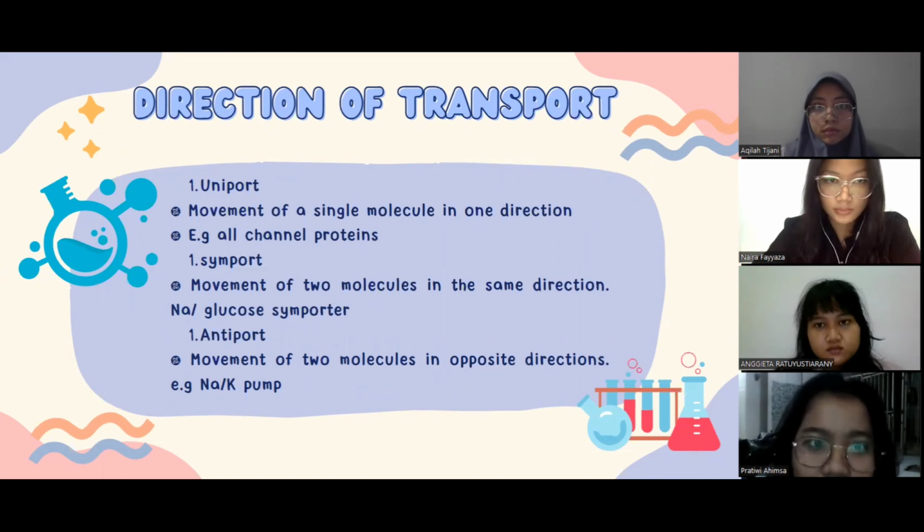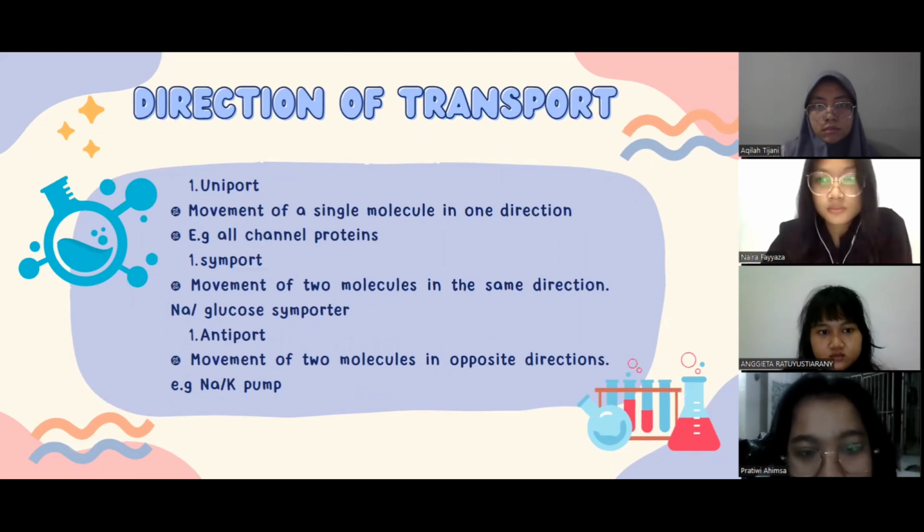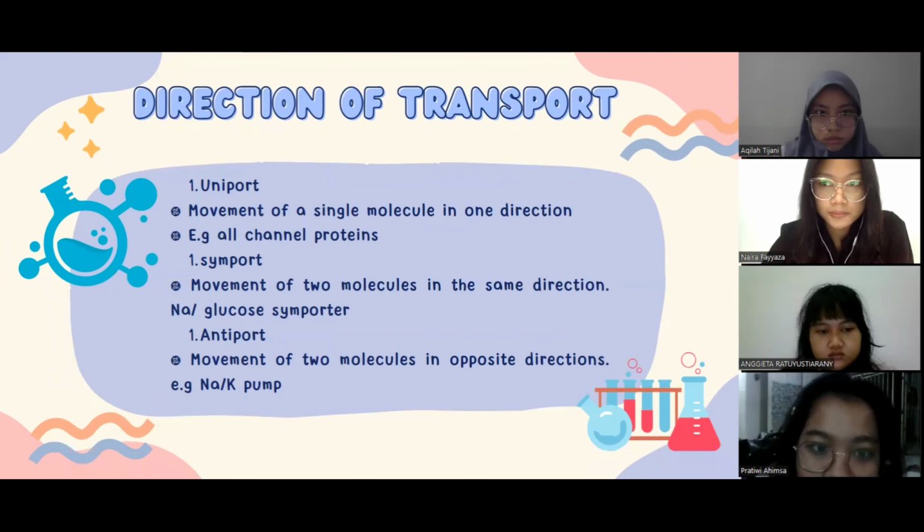Direction of transport. First is uniport, the movement of a single molecule in one direction, for example channel proteins. The second is symport, the movement of two molecules in the same direction, for example sodium-glucose symport. The third is antiport, the movement of two molecules in opposite directions, for example the sodium-calcium pump.